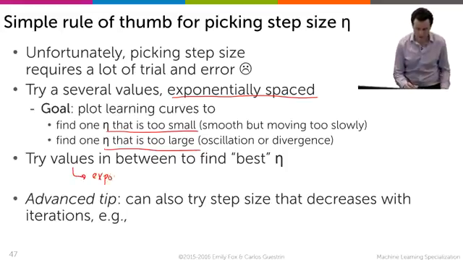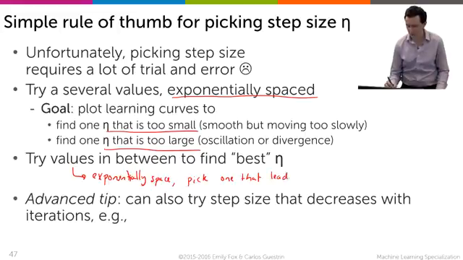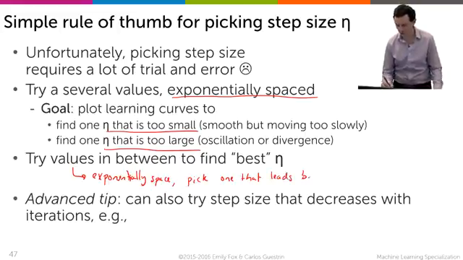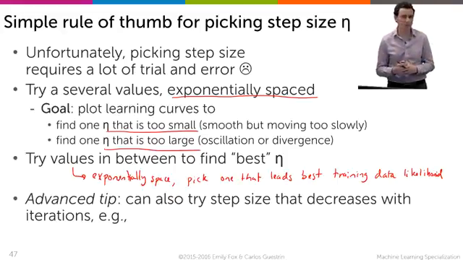Again, exponentially spaced. And pick one that leads to the best training likelihood. And that's how you do it. Pretty simple heuristic, but it's basically something that you'll have to do if you're implementing this from scratch.